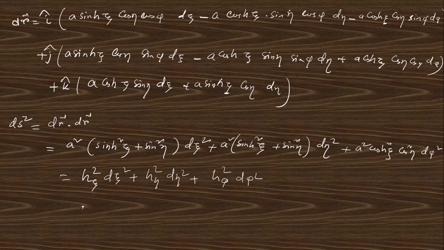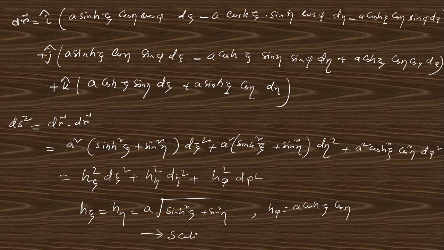So h xi is equal to h eta equals a root under sine hyperbolic square xi plus sine square eta, and h phi will be a cos hyperbolic xi cos eta. Okay, this is the scaling factor.